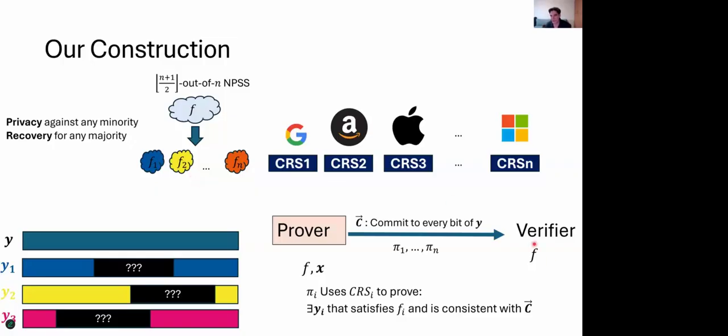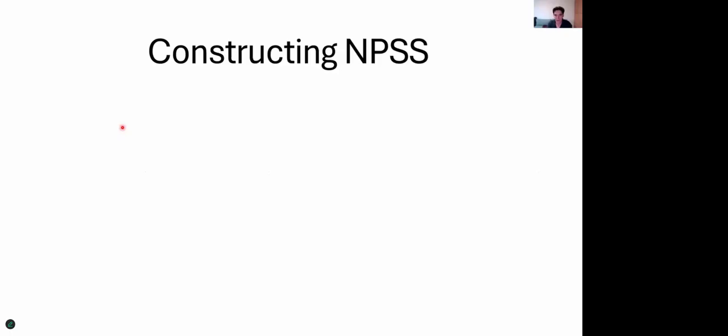For zero knowledge, imagine that the verifier collaborates with the minority of these authorities. And let's say that these authorities generate a CRS such that the corresponding proof completely leaks the corresponding witnesses. This is still fine because it leaks only a minority of the witnesses, and we know that we have privacy against minorities. Okay, so that's the proof, and you can see that it is very robust, makes a very general use of the commitments. So how to construct MPSS?